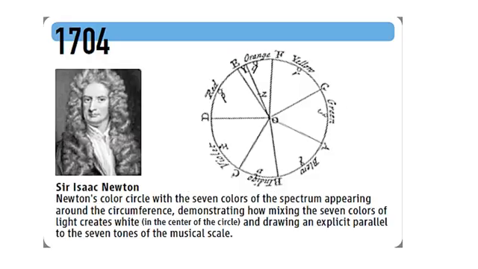In 1704, Isaac Newton presented Newton's color circle with the 7 colors of the spectrum appearing around the circumference, demonstrating how mixing the 7 colors of light creates white. Before Newton's time, many color ordering systems were presented by different scientists, and in many of those systems, spiritual attachment with color was also used as the base or logic for developing a color ordering system.